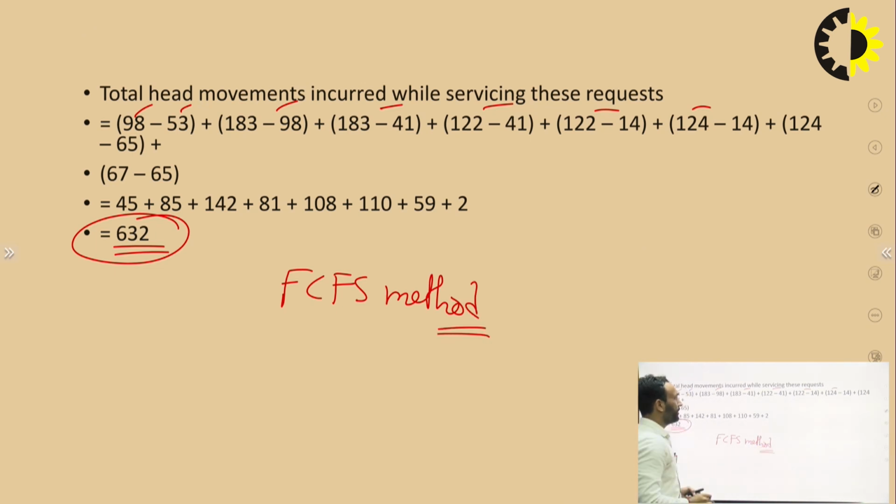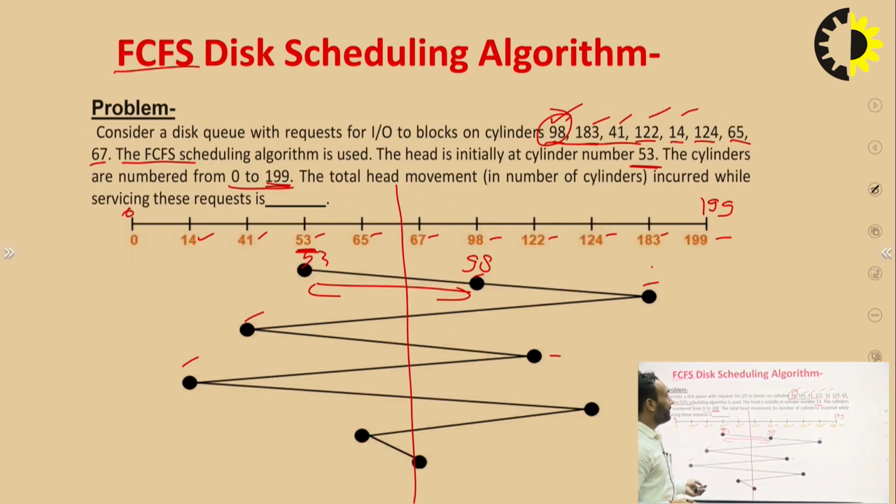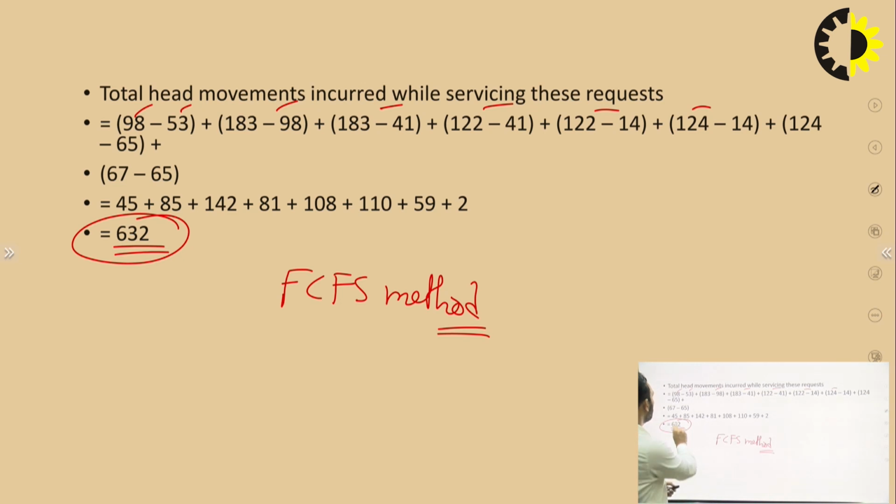The calculation is very simple. We only need to subtract the previous head location from the current head location like this, and it will go to the next location and so on up to the last head location as given in the question, that is 67, as we see in the given solution. So by using this method, the seek time is 632.